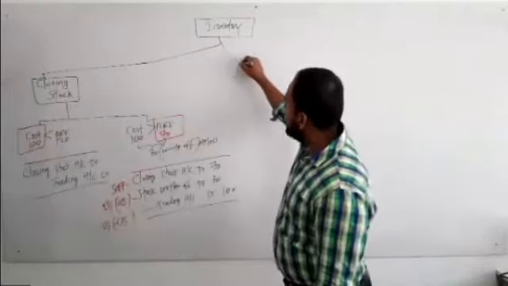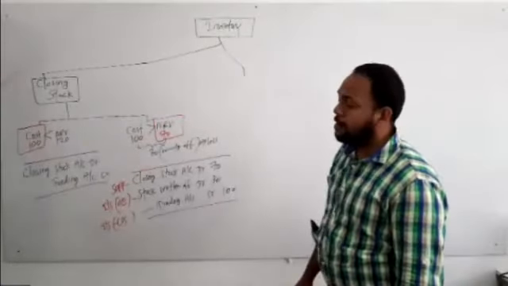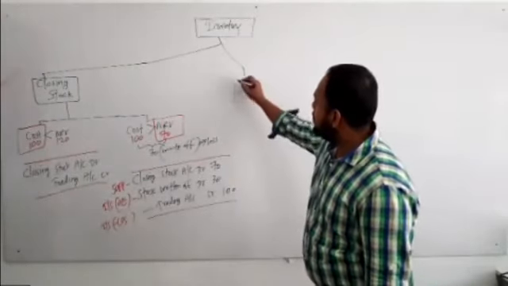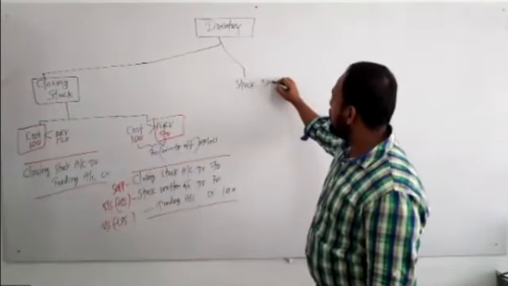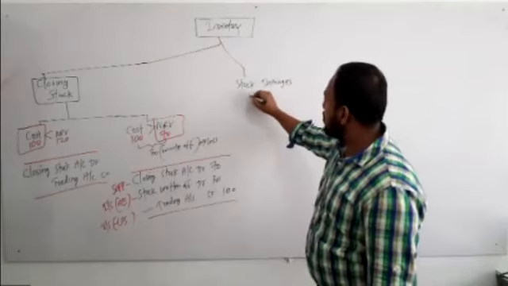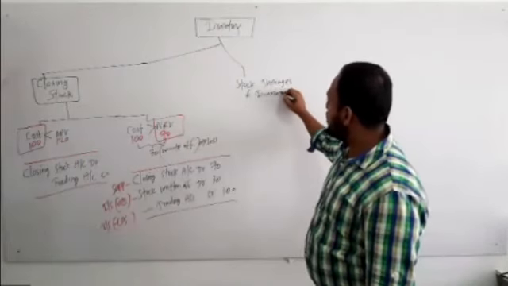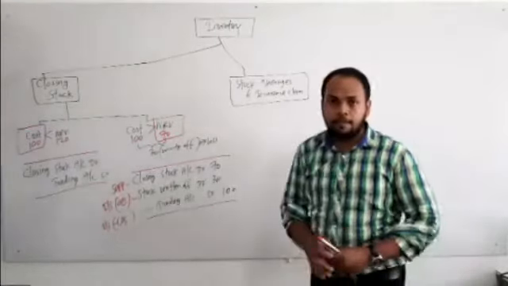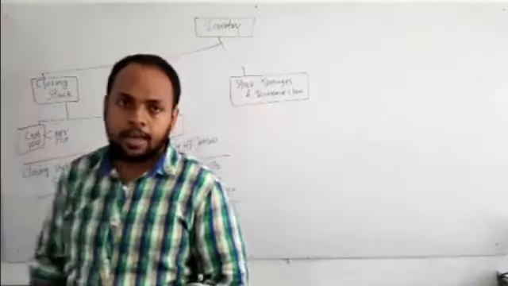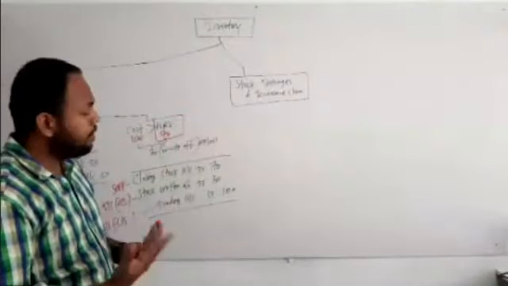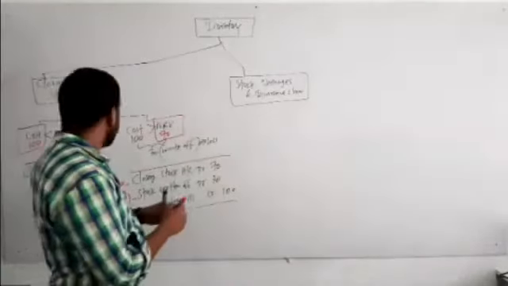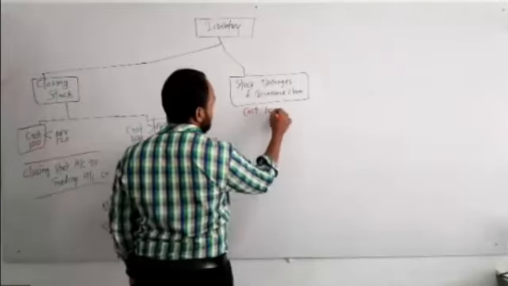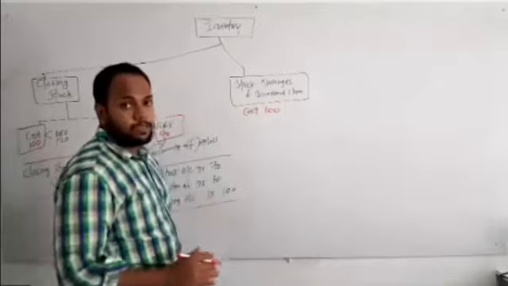Then the second adjustment related to inventory. Stock damages and insurance claim. If our stock is damaged and if there is an insurance claim, so let's say the cost of the stock is 100,000 and completely damaged.